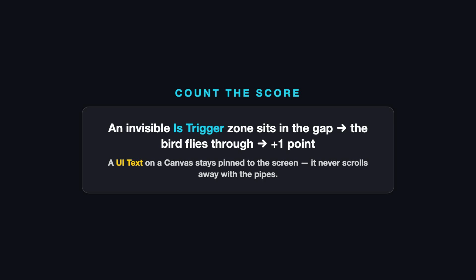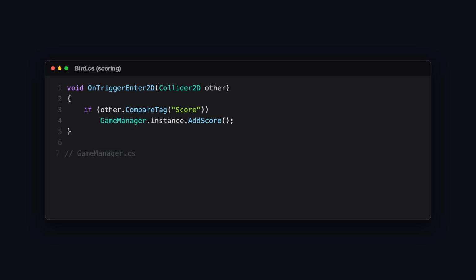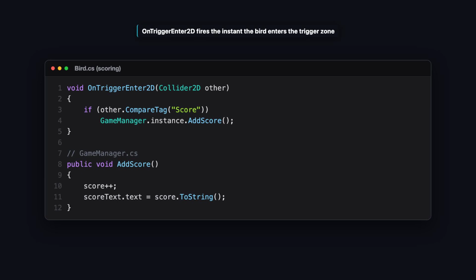Now the display. Add a UI text element to the scene, Unity puts it on a canvas, which keeps it pinned to the screen so it never scrolls away with the pipes. Start its text at 0. Detecting the pass is one built-in method. On the bird, add OnTriggerEnter2D, Unity calls it automatically the instant the bird enters any trigger. We check the tag, if it is the score zone, we add a point.